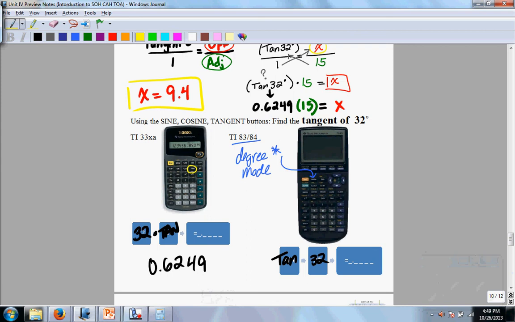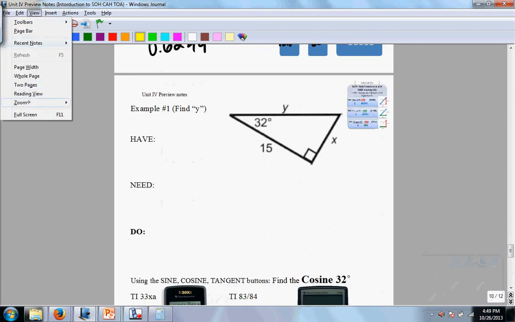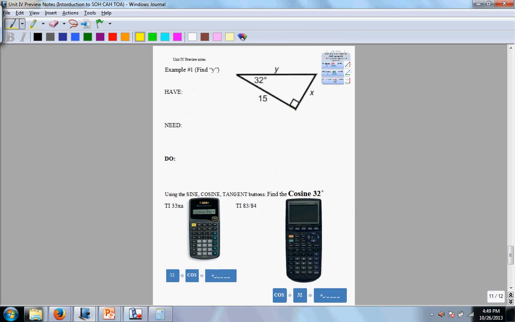Now I know this looks completely and totally intimidating. Don't worry, you're going to get better at this with practice. Let's do another one together. Okay, now we're going to find y. So we're going to work with 32 again.